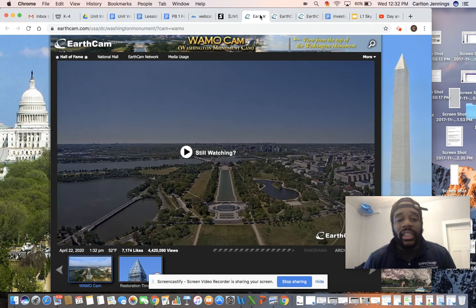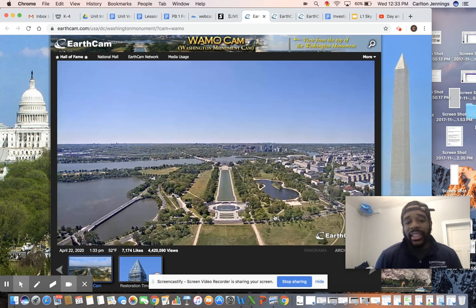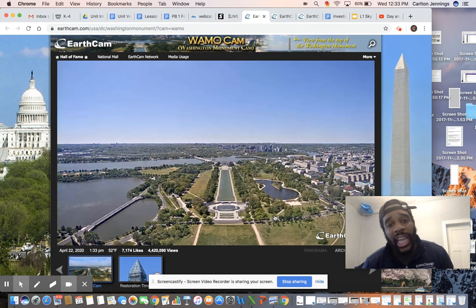Next, I have Washington, D.C. This is where the president stays. We can see that their sky is super bright. It's daytime. The sky is clear. It looks pretty good. It's just like our sky as well.